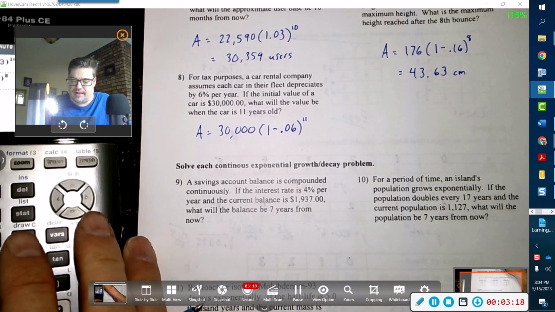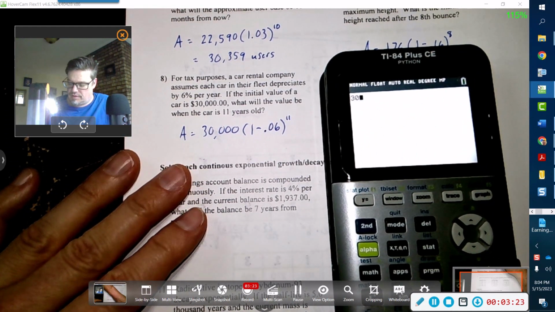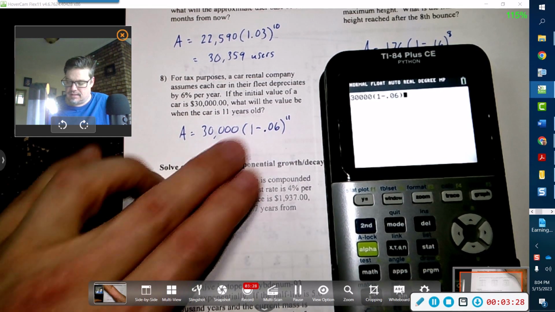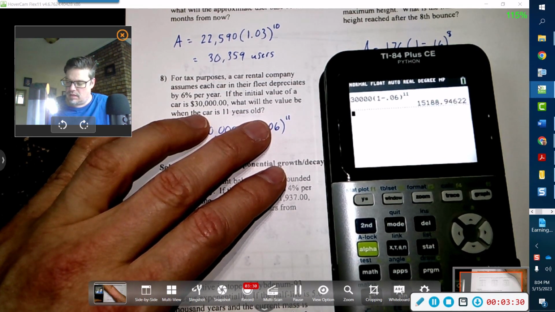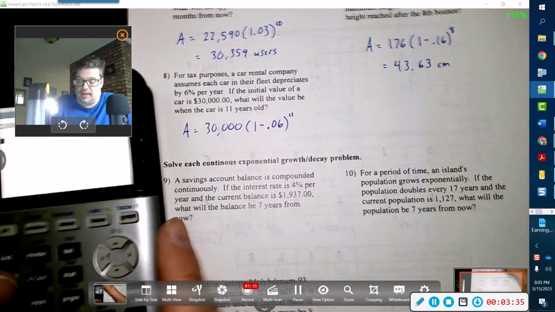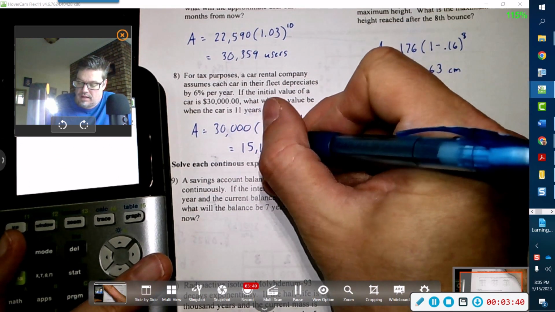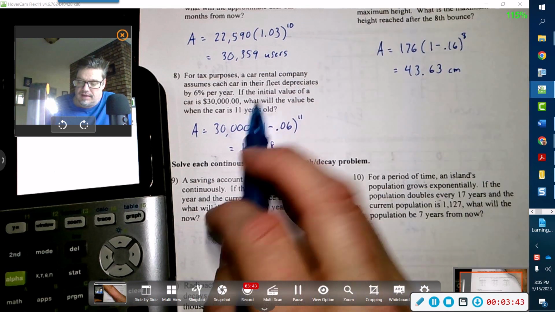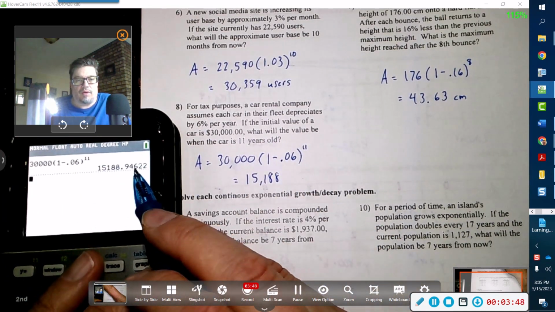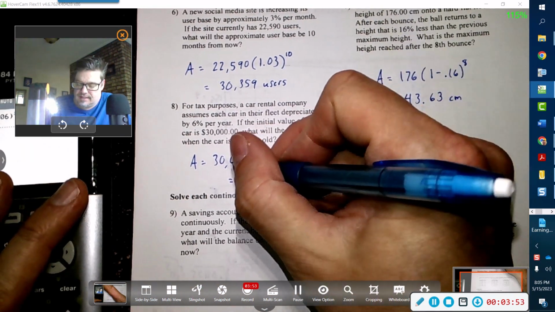Now I'm surprised that a car would depreciate by only 6%. It's usually more than that. Okay, 1 minus 0.06, and then to the 11th power, and it'll be worth a little over half of what it used to be. I think cars depreciate a lot more than that. And because we're dealing with money, and they did go 2 decimal places, we're going to go 2 decimal places there. So we got 0.95. And that is in money.